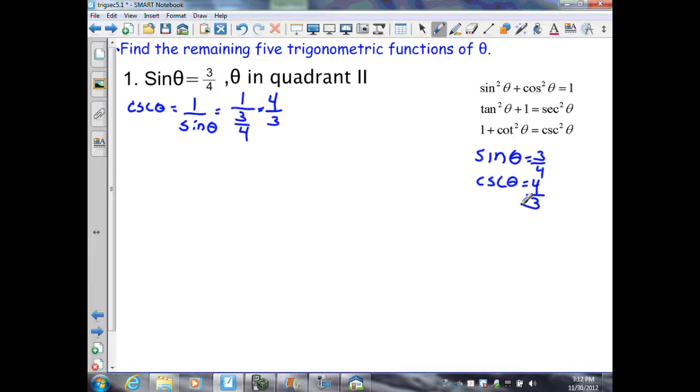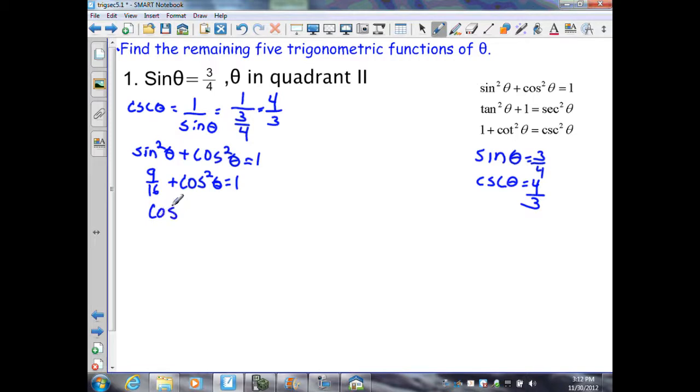Now, what we want to do is determine another one of our trig functions. And since we know that sine and cosine are related, we can use the Pythagorean identity, sine squared theta plus cosine squared theta equal to 1. Substituting, I know that this is 3/4 squared, which is 9/16, plus cosine squared theta equal to 1.